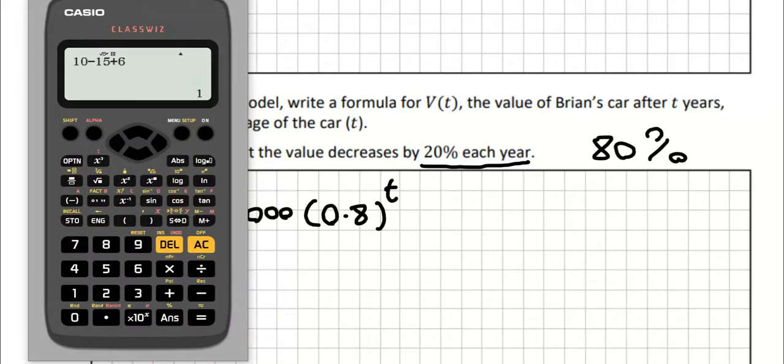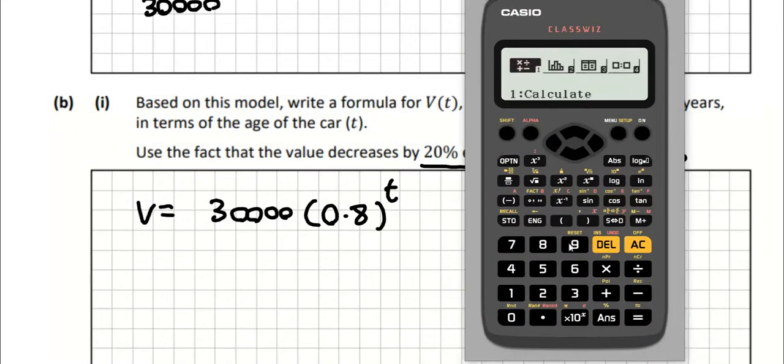Now check it out in your calculator and see if it works. We go to mode, menu, we go to the table function, and we enter 30,000 and we enter 0.8 to the power. We haven't got a t, but I generally use an x. I press equals. We start at 0. We do it for 7 years. We do a step of 1. And look, 0 years is 30,000. First year is 24,000. And then you can go all the way down to, remember we were talking about roughly 7 years was just over the 6,000 mark, which it is.